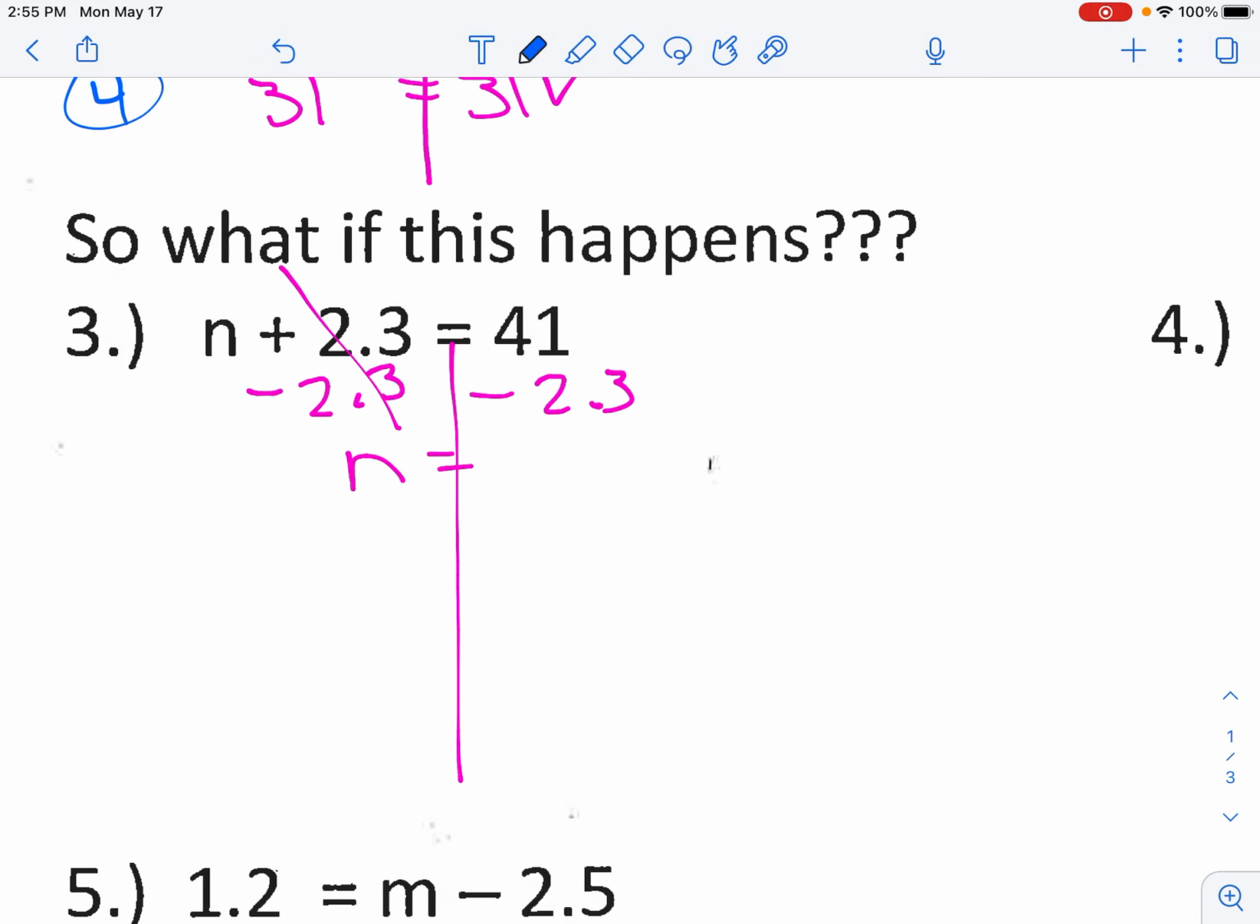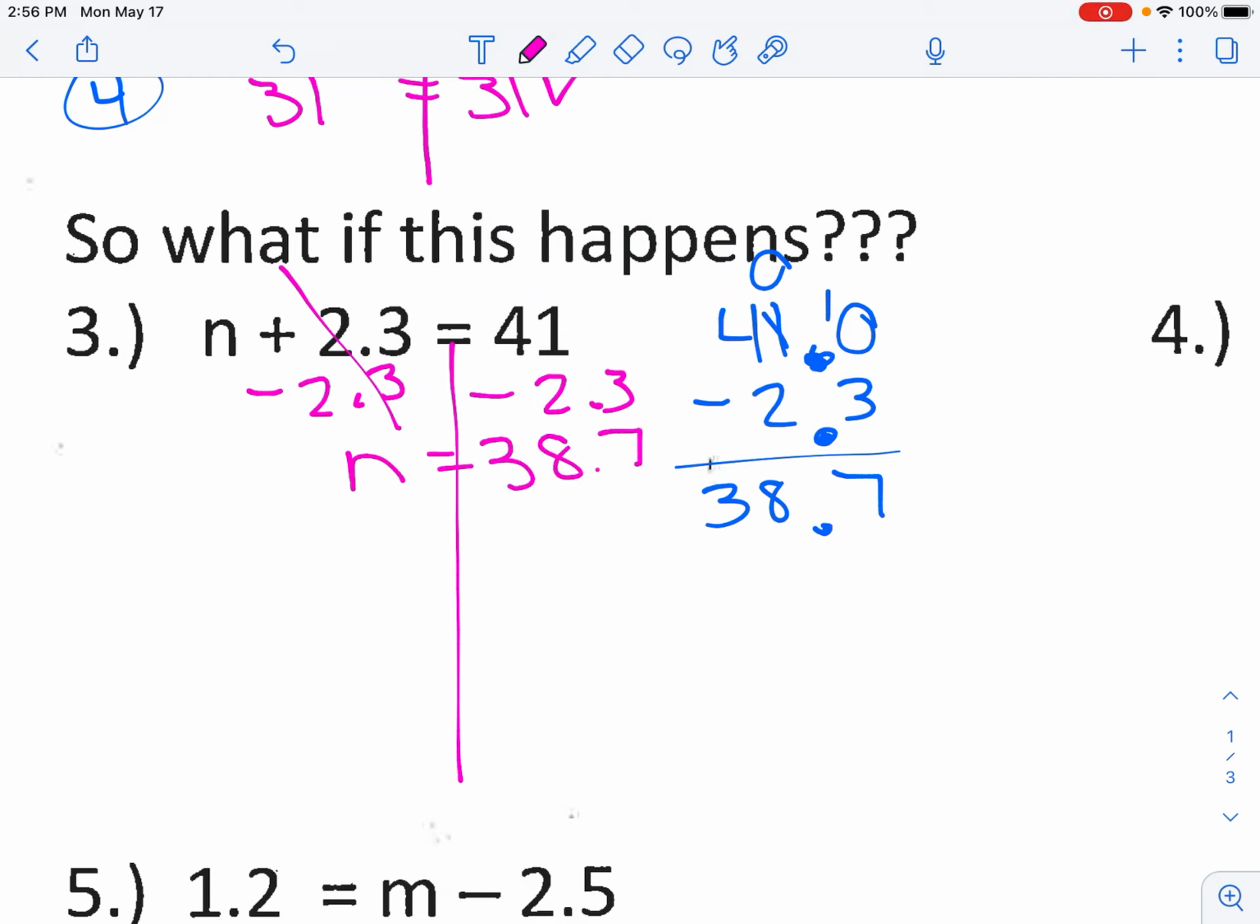Remember, my rule is if you have a 3-digit number, a decimal, or a fraction, you have to show your work out to the side. So since I'm subtracting a decimal from a whole number, I'm going to slide over here, line up those decimals. We're going to call that 41 0/10 minus 2 3/10. That decimal drops straight down. I'm going to borrow. 10 minus 3 is 7, and 40 minus 2 is 38. So I think n equals 38 7/10. I think that's my solution.